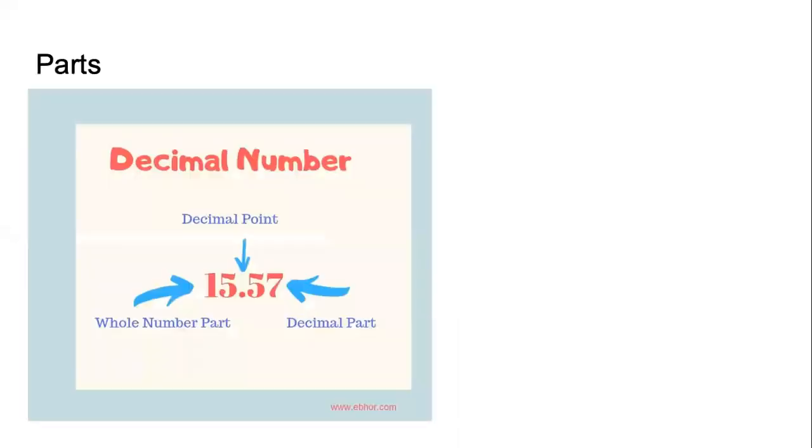Let us start by understanding how the decimal number looks. What are its parts? We can call it the structure of the decimal numbers. This is how it looks. There is a point which is called a decimal point. There are some digits to the left of it, and some digits to the right of it. The digits to the left are the whole number part, and the digits to the right of the decimal point are the decimal part. Whole number part and decimal part.